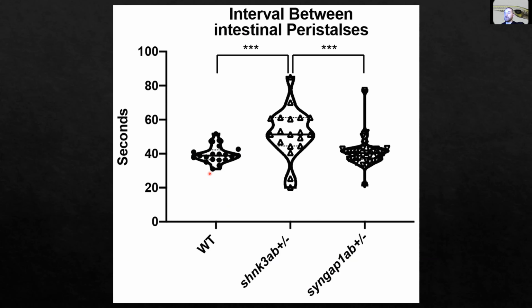So again, SHANK3 is really the only fish showing a change in rate of peristalsis. And the SynGAP fish don't show any significant change as compared to wild type until we look at digestive transit time, or the amount of time it takes these fish to move food through their digestive tract.